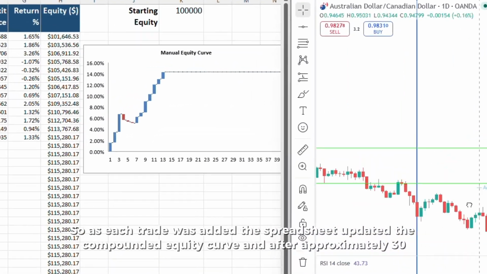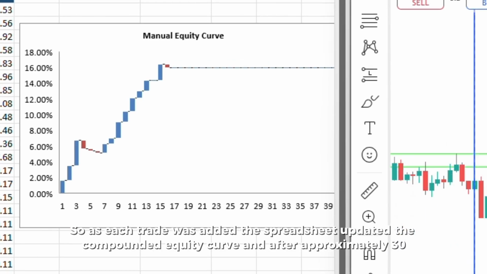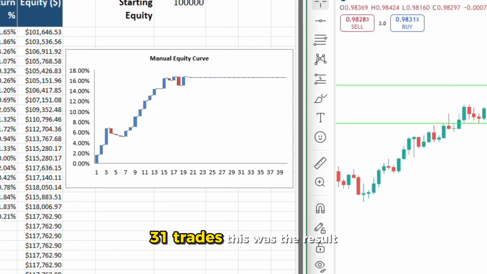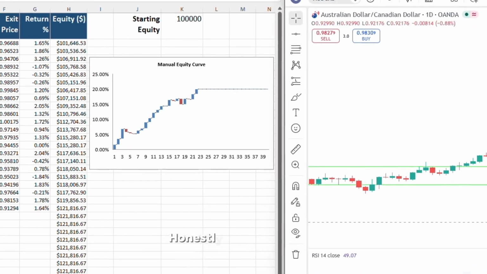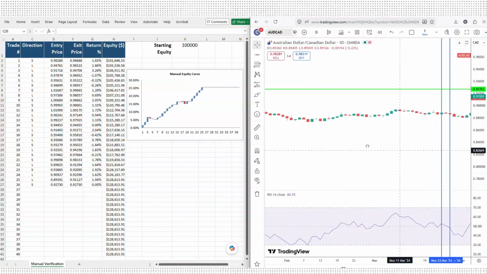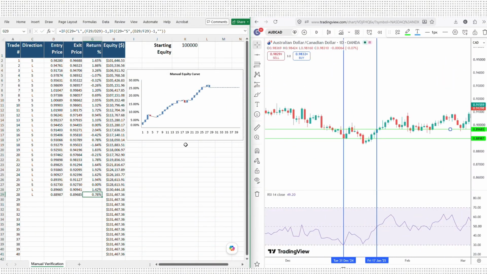As each trade was added, the spreadsheet updated the compounded equity curve. And after approximately 31 trades, this was the result. Honestly, this looks great. It is not perfectly smooth and there are losing periods, but across this particular currency pair example, the equity curve moves in the right direction.